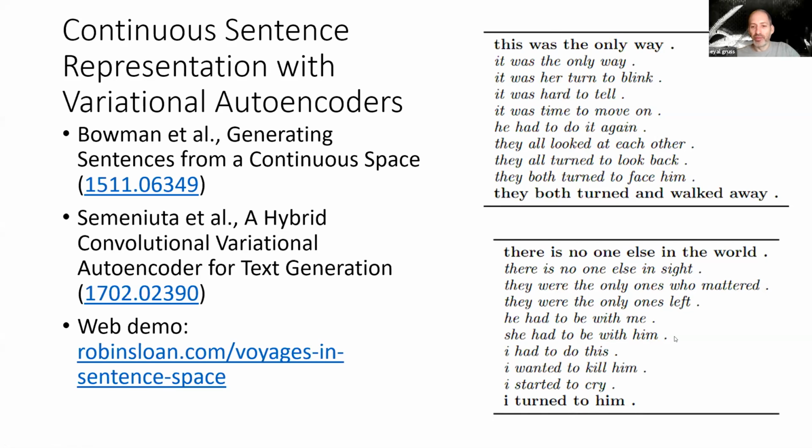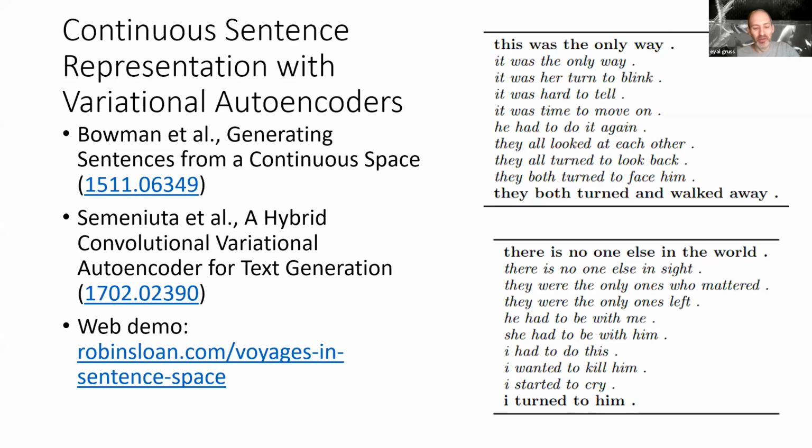The bottom one. There is no one else in the world. There is no one else in sight. They were the only ones who mattered. They were the only ones left. He had to be with me. She had to be with him. I had to do this. I wanted to kill him. I started to cry. I turned to him. So I like the result.